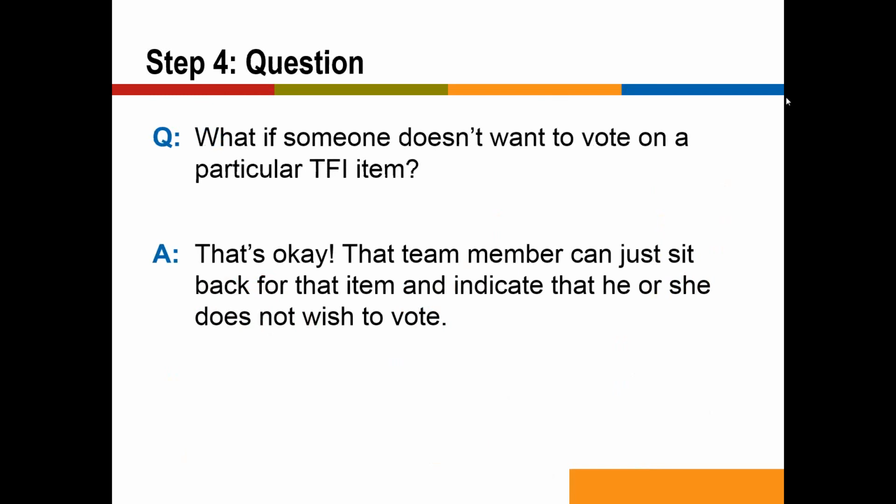A question we often get is, what if someone doesn't want to vote on a particular TFI item? That is perfectly okay. A team member can just sit back for that item and indicate that he or she does not wish to vote. While it is in the best interest of the team to have as many people vote on as many of the items as possible during the TFI, we understand that sometimes people will be new to the district, their position, the school, or PBIS. If a person feels like they do not know enough to vote about a certain question, they are more than welcome to sit back and not raise their hand to indicate a vote.